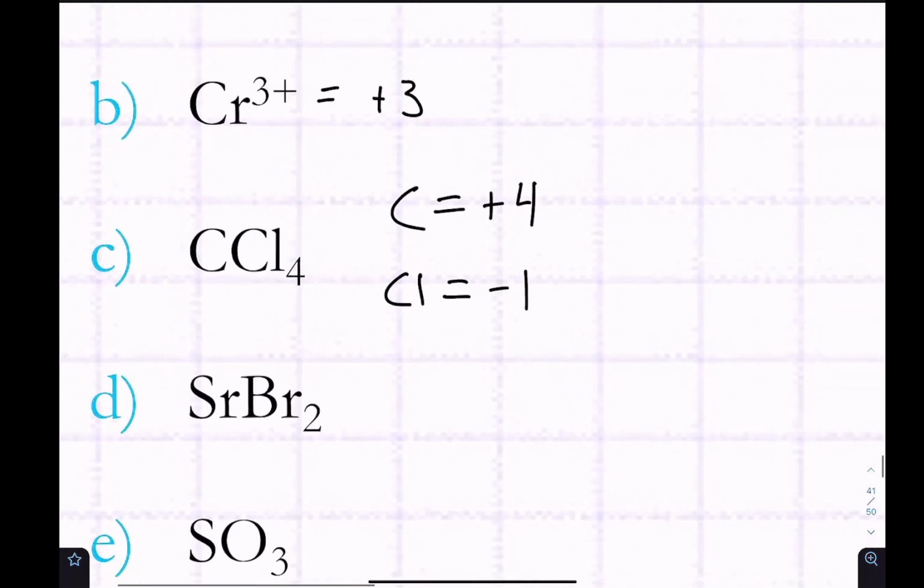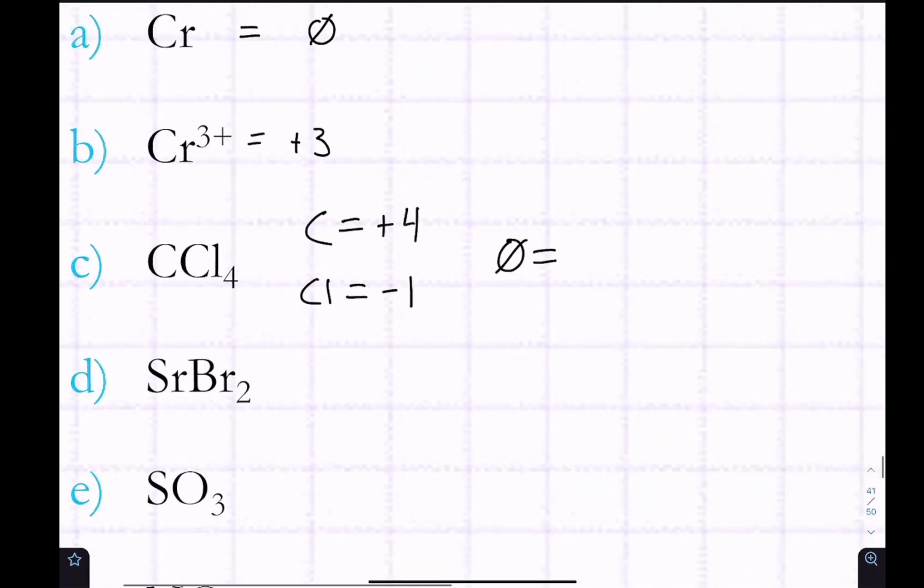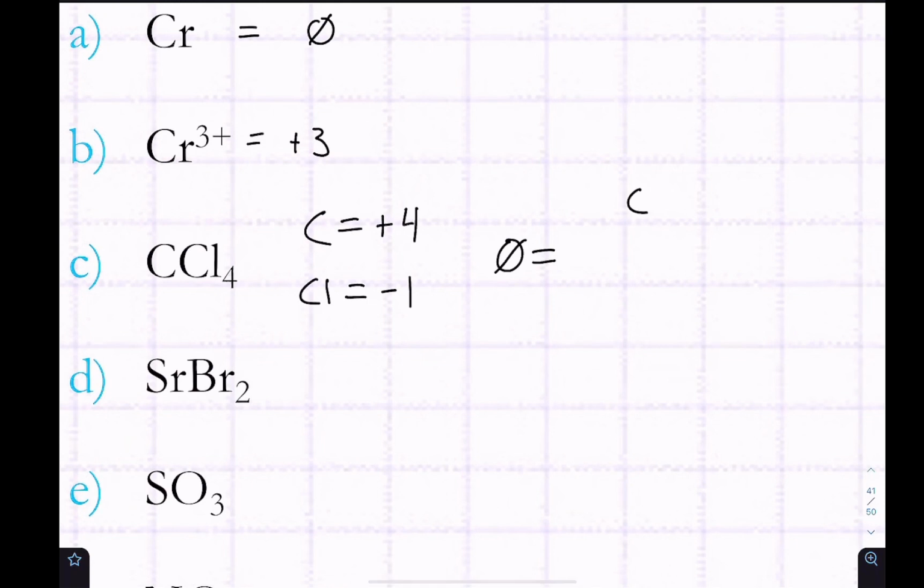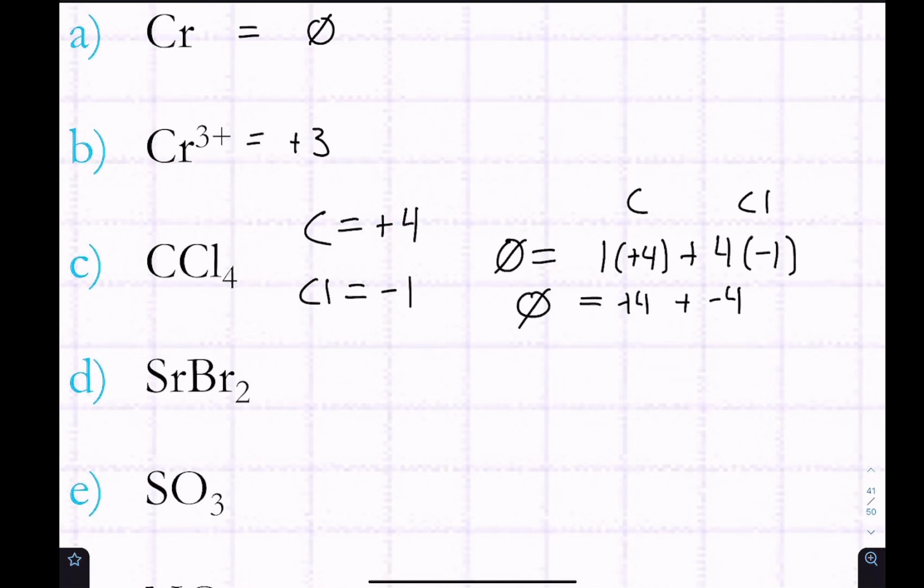So we want to see this as a sort of equation. Altogether it has to equal 0. Let me write it like this. We have carbon, and we have chlorine. So we have 1 carbon, that's going to have to be +4, plus 4 chlorines, and those are each -1. So +4, -4, that equals 0.